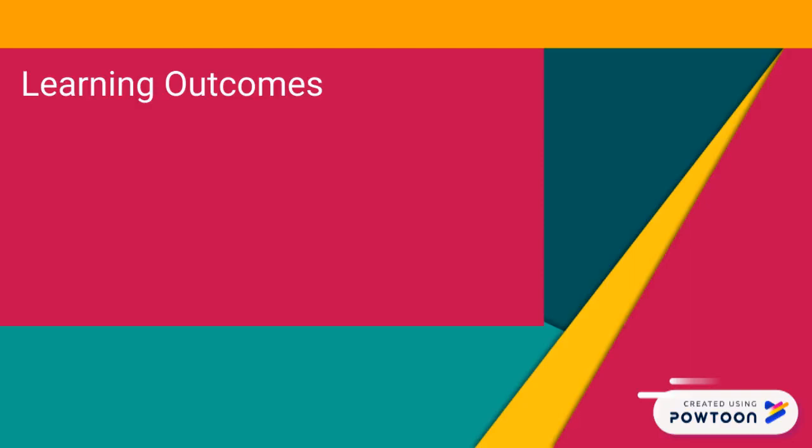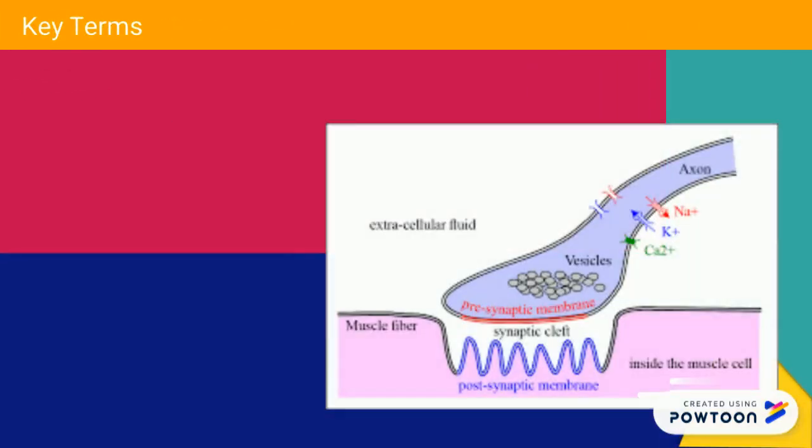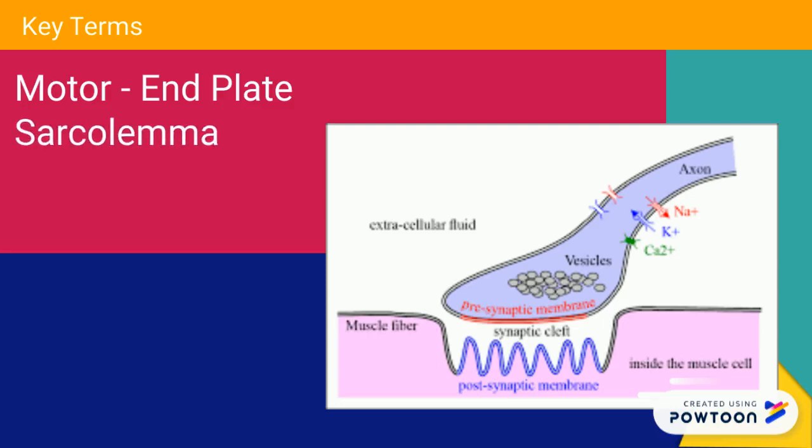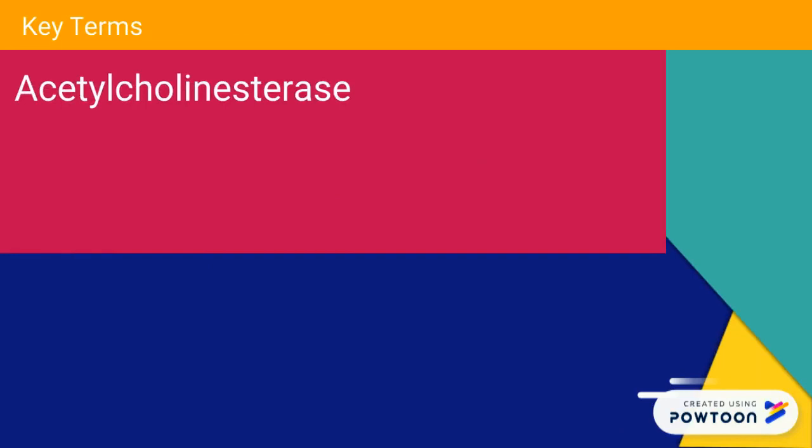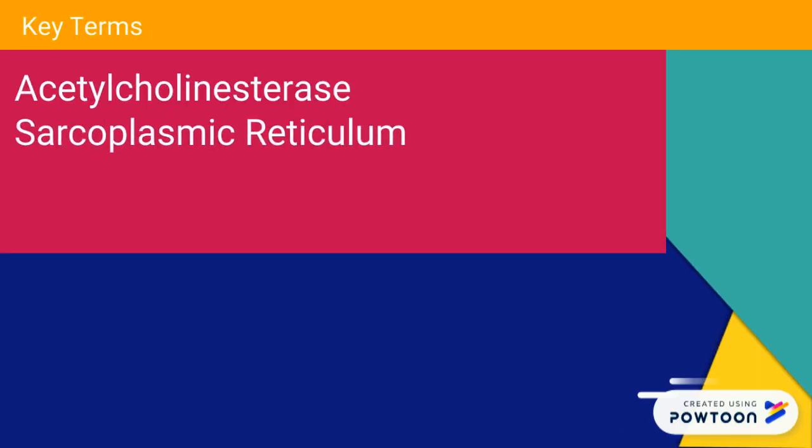and coupling theory. Some key terms to know before explaining the theory are terms such as motor end plate. The motor end plate are post-junctional folds which increase the surface area of the membrane exposed to the synaptic cleft. Also the sarcolemma, which is a thin cell membrane that surrounds the striated muscle fiber. Acetylcholine esterase is an enzyme that catalyzes the hydrolysis of the neurotransmitter acetylcholine into choline and acetic acid. The sarcoplasmic reticulum is a specialized endoplasmic reticulum found in muscle cells.